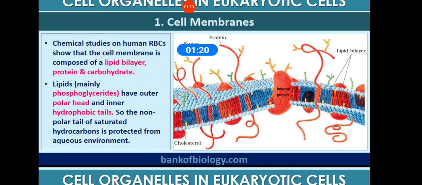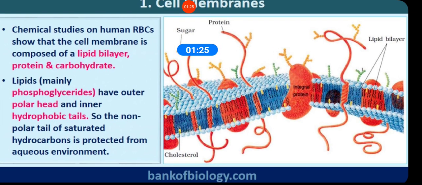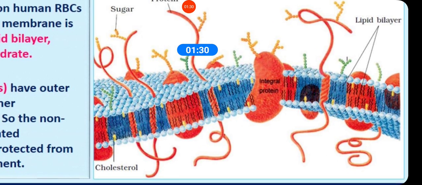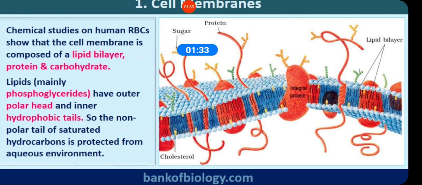What is this? You can see over here the lipid bilayer. The blue one is the lipid bilayer. And you can see the tails in black color, and there are some proteins. One is labelled as an integral protein. These are the basic things you must know: this is the human RBC showing a cell membrane which is composed of a lipid bilayer. Two layers are there, and proteins and carbohydrate.